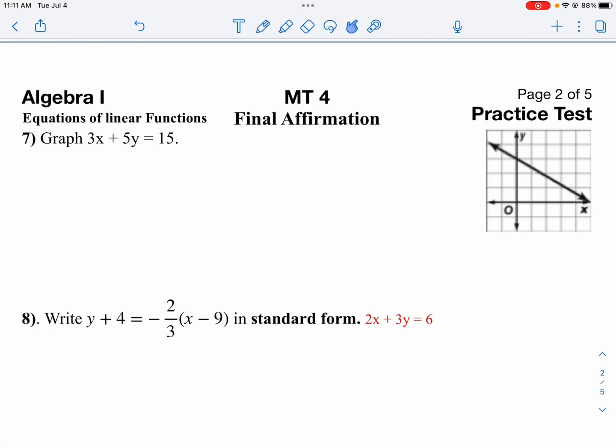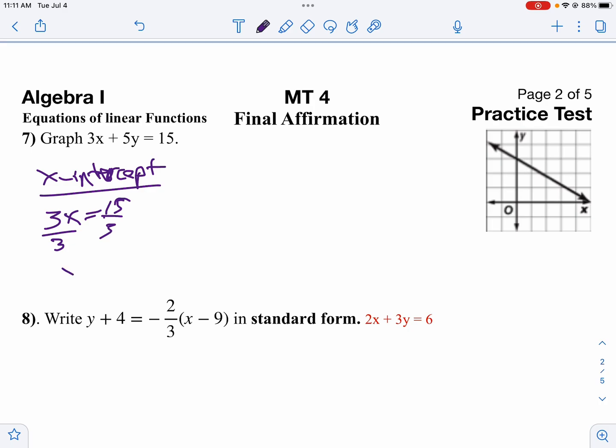On question number 7, I'm going to graph 3x plus 5y equals 15. I think I'll graph this by finding my intercepts. So my x-intercept, remember, is when y equals 0. So 3x equals 15, so I divide by 3. So x equals 5. What I'll do then is go over 5 on my x-axis: 1, 2, 3, 4, 5. I'll put a point right there.